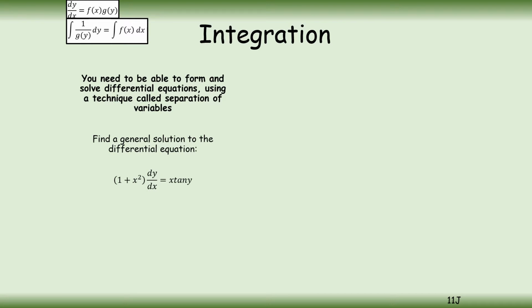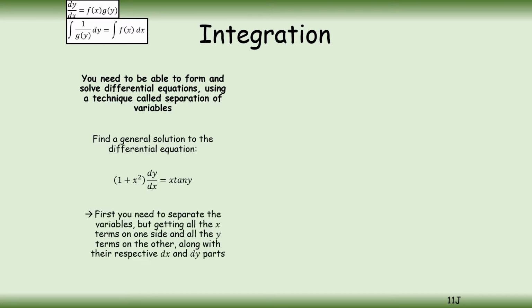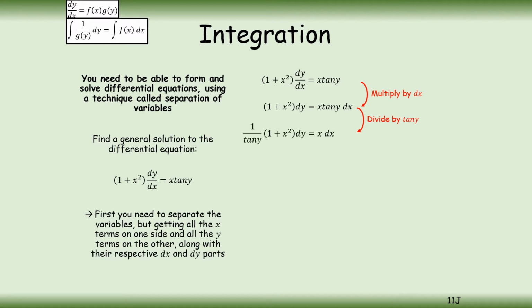So if we look at this equation here, we're asked to find the general solution, so hence there's no boundary values given. So first thing we're going to do is simply multiply both sides by dx to get rid of the dx on this side, and then divide by tan y. So we have 1 over tan y, 1 plus x squared dy equal to x dx.